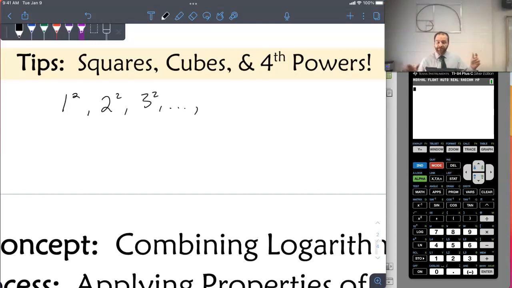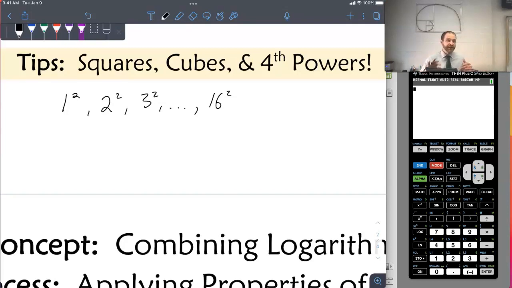Not missing or skipping to 16 squared. Those are 1 squared all the way to 12 squared, 13 squared, 14 squared, 15 squared, 16 squared. Those pop up often. You think about Pythagorean theorems and stuff like that, those do.